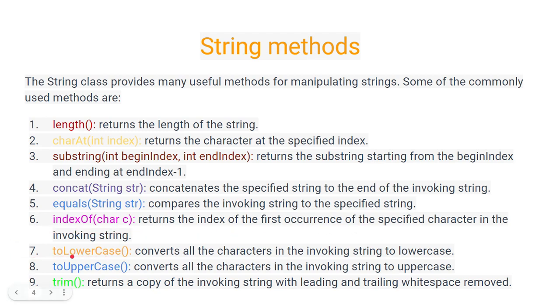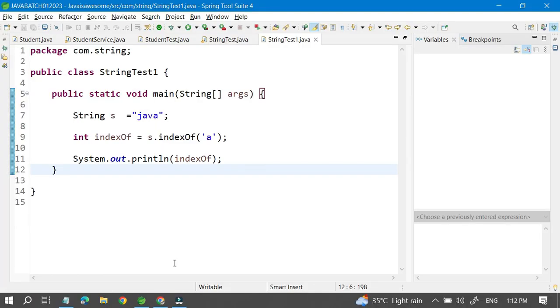The next is toLowerCase. For example, we have some string and we have to convert it to lowercase, or convert it to uppercase. That thing you can do in a simple way, and Java has those methods, toLowerCase and toUpperCase, and we can discuss it. Okay, and it will return a string, whatever string you have given.